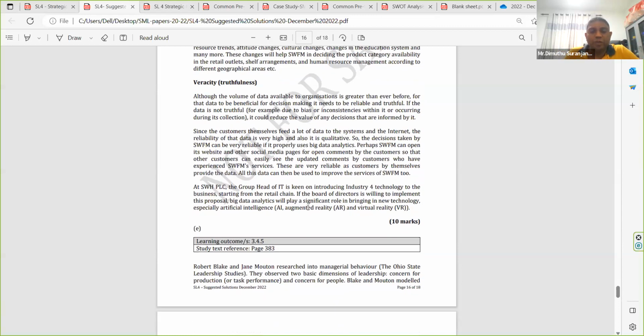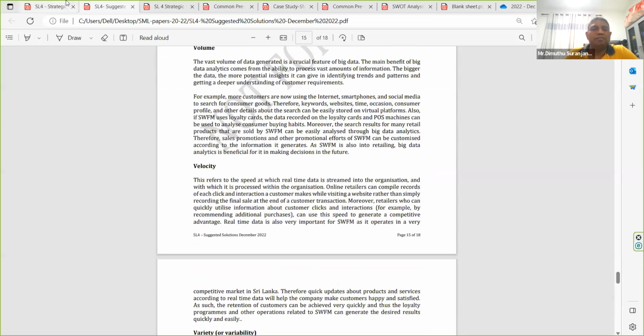As SWPAC, the group head of IT is keen on introducing Industry 4.0 technology to the business, starting from the retail chain. The board of directors is willing to implement this proposal. Big data analytics will play a significant role in bringing in technology, especially artificial intelligence, AI, augmented reality, and virtual reality. So it is more actually theory.